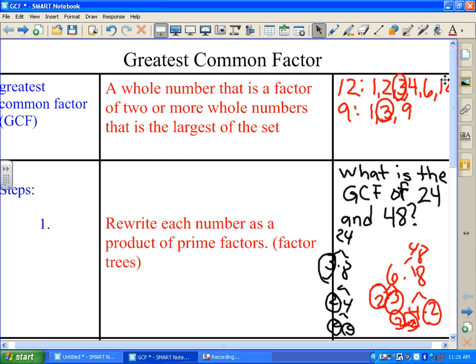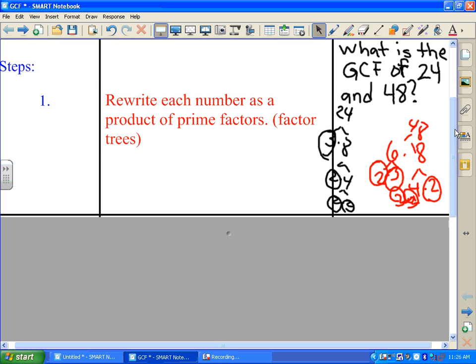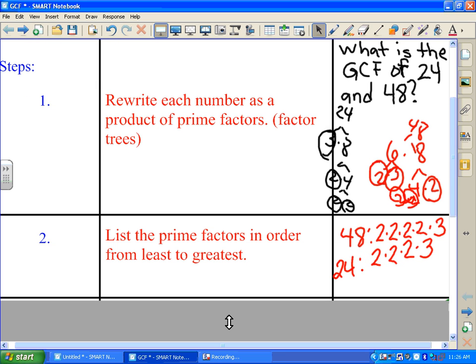All right, now step number 2. After you have done that, you're going to list the prime factors in order from least to greatest. So here, for 48, I had 2 times 2 times 2 times 2 times 3. For 24, I had 2 times 2 times 2 times 3. So I just listed the factors, the circled numbers, in order from least to greatest.